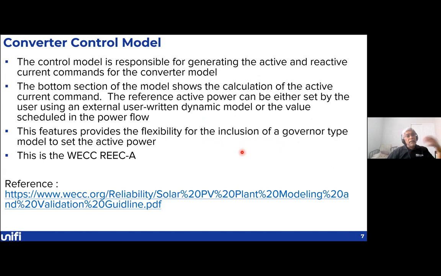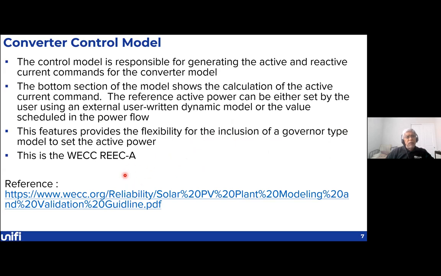So the control model is primarily responsible for generating the active and reactive current commands for the converter model. And as I showed you, the bottom section of the model shows how to calculate the active current demand, and the reference active power which is provided can either be set by the user using an external user-written dynamic model, or you can simply use the value scheduled in the power flow. This feature provides the flexibility for the inclusion of even a governor type model to set the active power.